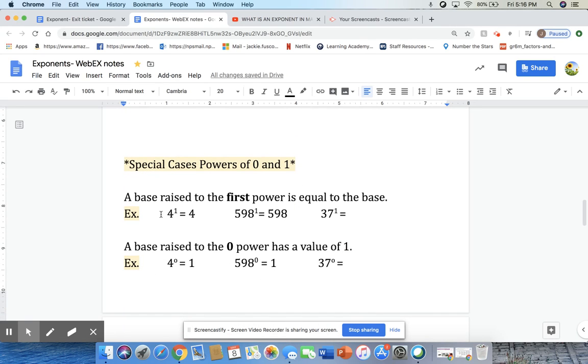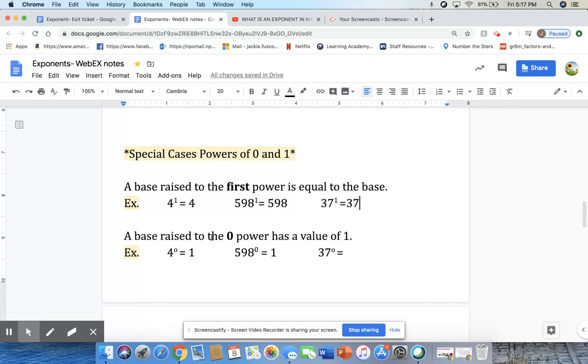Now, some exponents are special and they have different rules. So when you have a base raised to the first power, so an exponent of 1, it's always just equal to the base. So 4 to the first power is 4. 598 to the first power is 598. 37 to the first power is just 37. So it's just equal to the base.